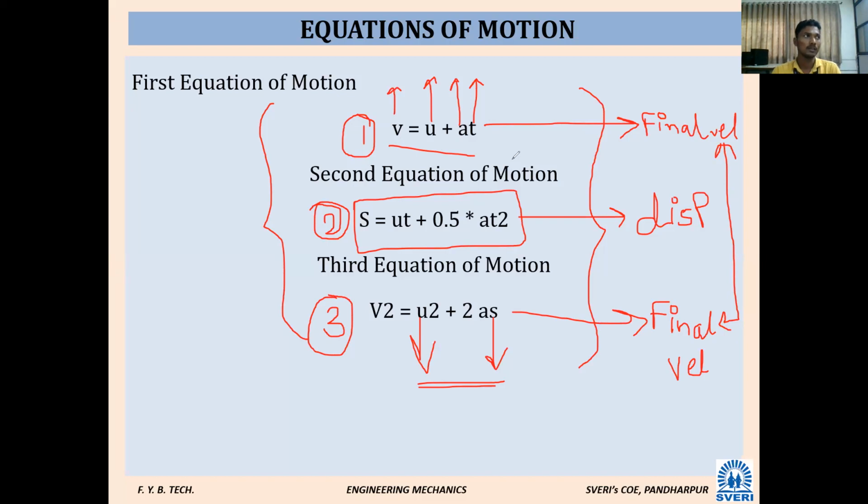Are you getting the meaning, the importance between these three equations 1, 2, 3? Have you got it? Yes, sir. What is the difference between first and third then? Sir, in third we can get final velocity, and in first we can find the velocity of an object at a particular time.